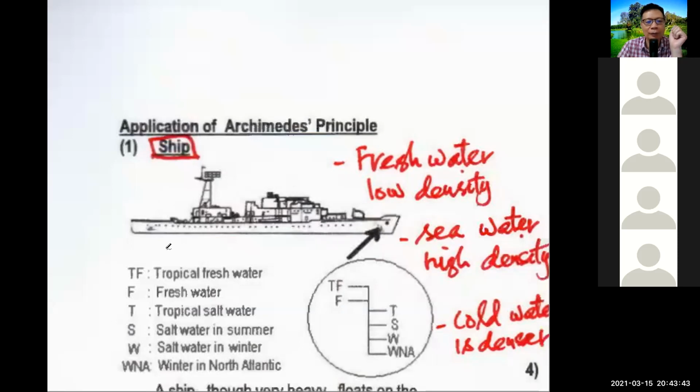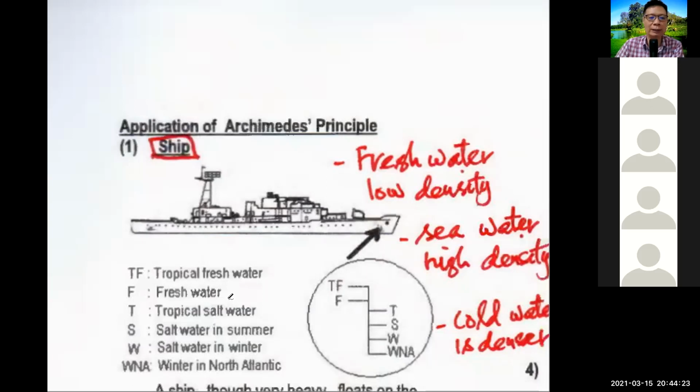I see right here, TF is tropical fresh water. Tropical fresh water means the river water in a hot country like Malaysia. Our country is considered a tropical country. Fresh water means the river water in other countries, not tropical countries, like in China, in the US, Russia, all these. Then tropical salt water means sea water in a hot country like Malaysia.